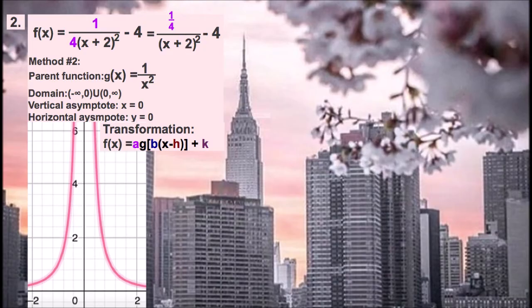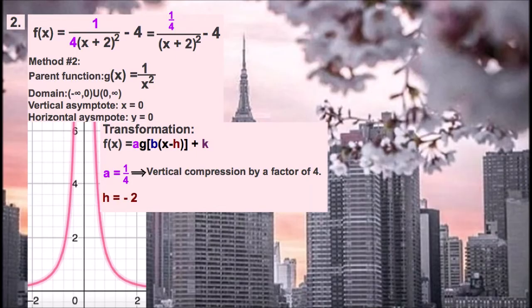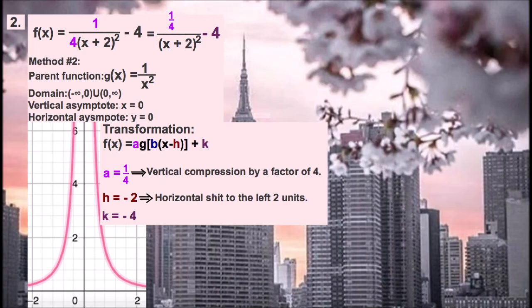F of x equals 1 over 4, everything over x plus 2, everything squared, minus 4. A is equal to 1/4, which is a vertical compression by a factor of 4. H equals negative 2, which is a horizontal shift to the left 2 units. K equals negative 4, which is a vertical shift down 4 units.